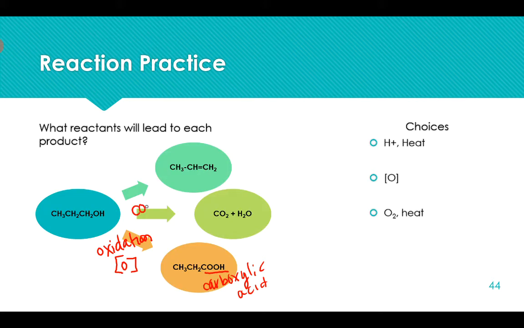This middle one is combustion. Combustion reactions always form carbon dioxide and water. So this is going to require O2 and heat. Then this one is a dehydration, aka elimination reaction. I'm going to write elimination reaction. And so that's going to require our acid catalyst and heat.